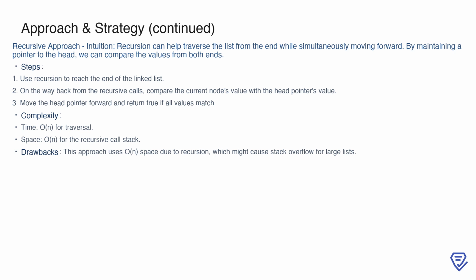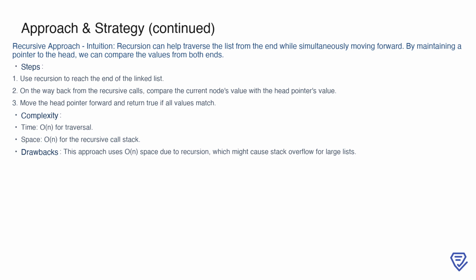Another approach involves using recursion to traverse the linked list. The idea is to use the recursive call stack to reach the end of the list while simultaneously moving forward. By maintaining a pointer to the head node, we can compare values from both ends of the list as we return from the recursive calls. The steps involve recursively traversing to the last node, then comparing the value of each node on the way back with the current head pointer's value.